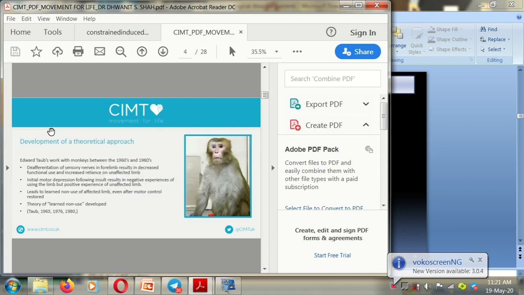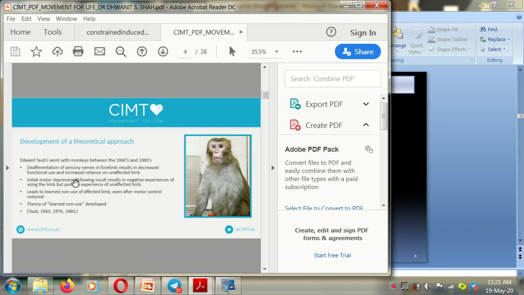CMT was developed by Edward Taub when he was working with monkeys, in 1916 and 1980s. His study showed that deafferentation of the sensory nerves in the forelimbs results in decreased functional use and increased reliance on the unaffected limb. Here is the example: the sensory nerves of the left upper extremity of the monkey were cut, so the left upper limb became paralyzed, and the monkey totally depended on the right side.